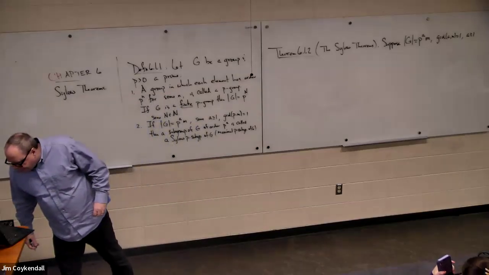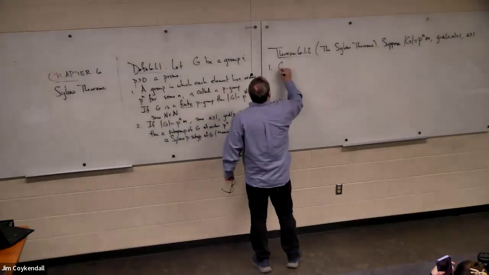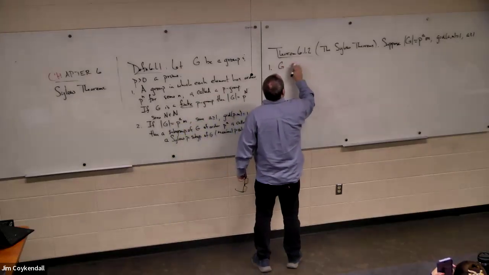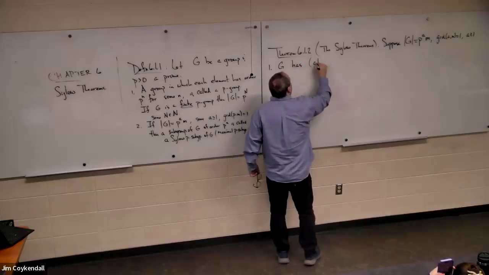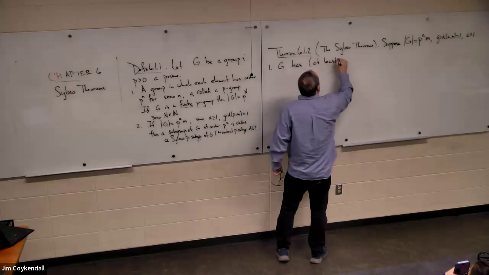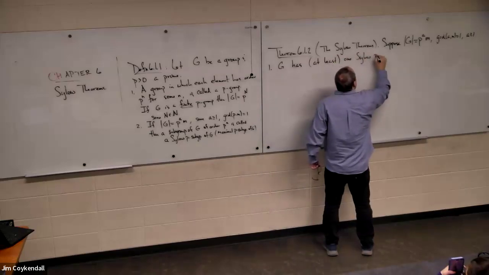Number 1, G has at least one Sylow p-subgroup.